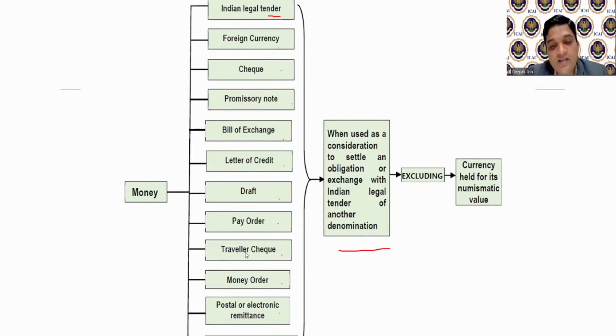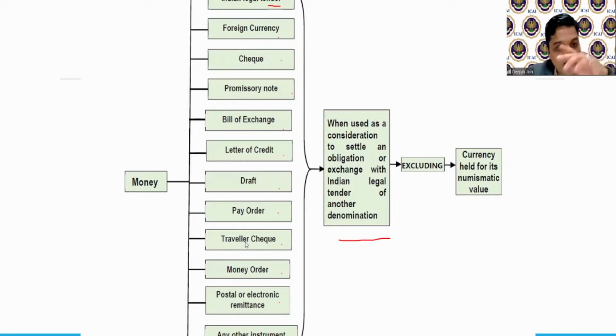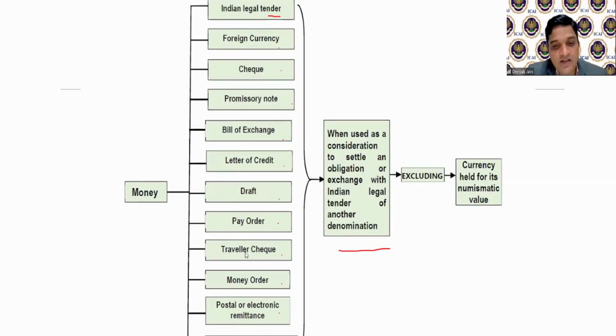Postal remittance, yes, this is also a transaction in money. Postal, electronic remittance, everything is covered. Money order, pay order. So postal remittance is coming under pay order itself. Clear? Digital currency by RBI, once it comes, we'll see. If it does not come, we don't know the tax treatment of it.